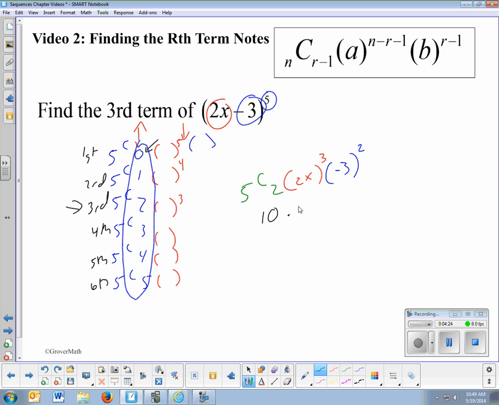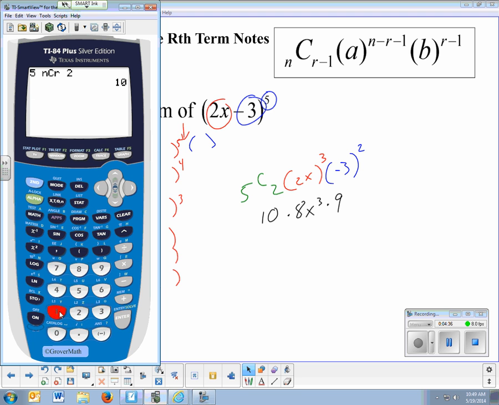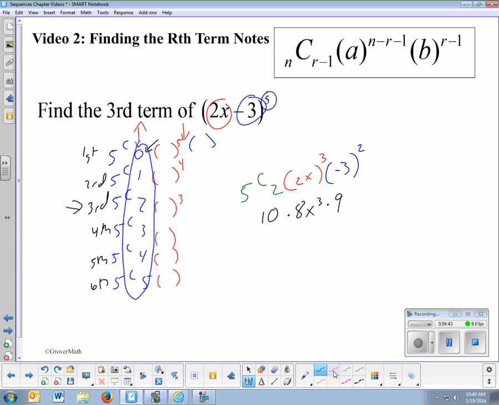2x to the third: 2 to the third is 8, x to the third is x cubed, and negative 3 squared, a negative squared is positive, so that's positive 9. And again, I could use my calculator for the multiplication. 10 times 8 times 9 is 720. And so my final answer here is positive 720 x cubed. That is the third term of this binomial expansion. If you did the whole thing, your third term would be 720 x cubed.